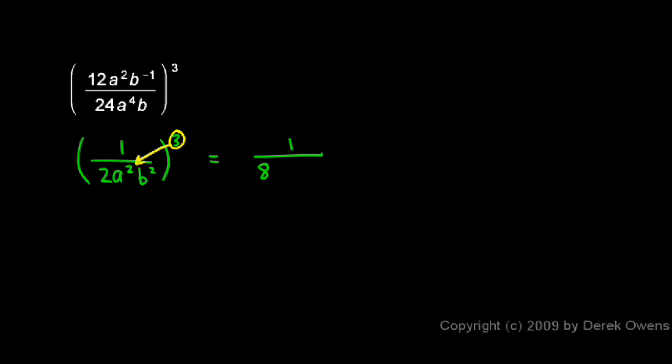The cubed gets applied to the a squared, so that gives me a to the power of 6, because when I do a squared cubed, one exponent raised to the power of another, ends up with the exponents being multiplied. And then I apply this cubed to the b squared, and the same thing happens there. I get a b to the sixth. So it's 1 over 8 a to the sixth b to the sixth. That's my final answer.